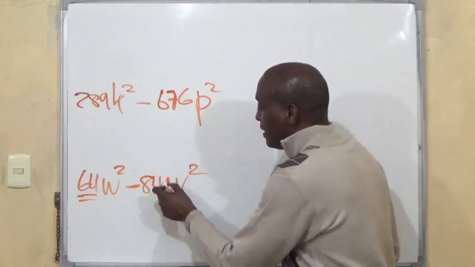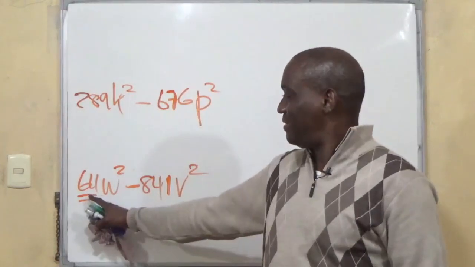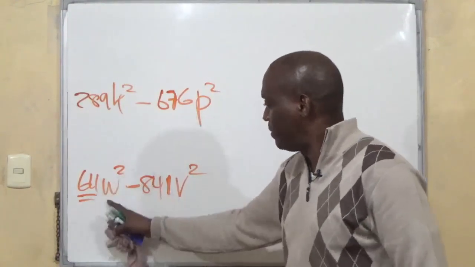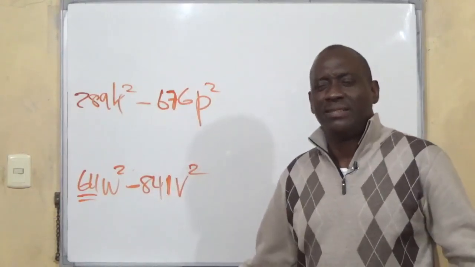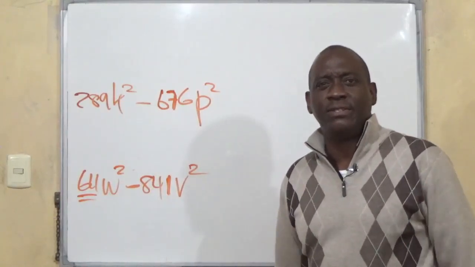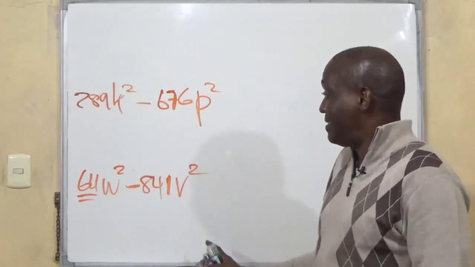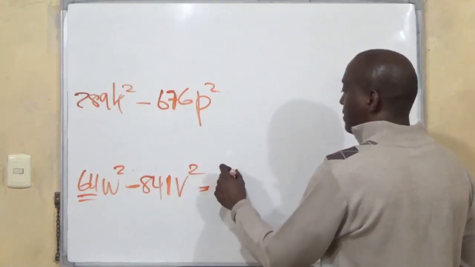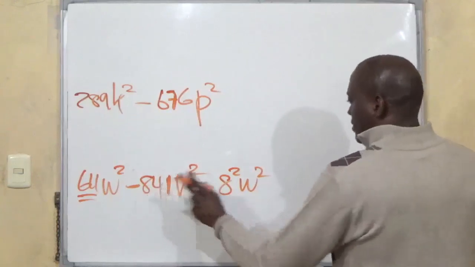Even if you didn't recognize 841 as the square of 29, the 64 here, which is the square of 8, is a perfect square. You have w squared here, you have v squared here, and you have a minus sign here. So tell yourself, well, maybe it's a difference of two squares, right? And once you start to go down that line, you start to write: well, all right, 64 is 8 squared w squared. You're not really sure what 841 is.